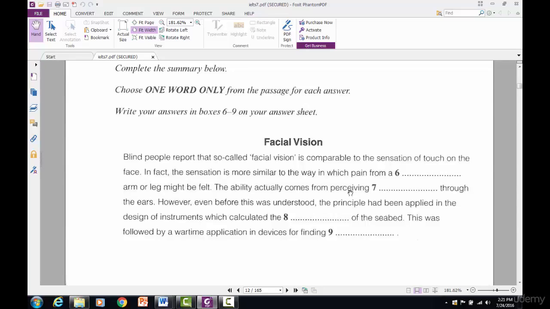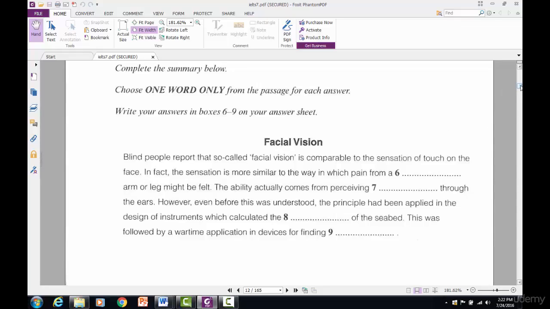We have to be aware that sometimes it may not go in order. If the summary question appears in reading passage 1, most likely it goes in order. If the summary question appears in reading passage 3, most likely it doesn't go in order. It's going to be mixed up. But here we have something that's very helpful. We have a title, facial vision. So the information in this summary is coming from a paragraph or paragraphs that discuss facial vision.